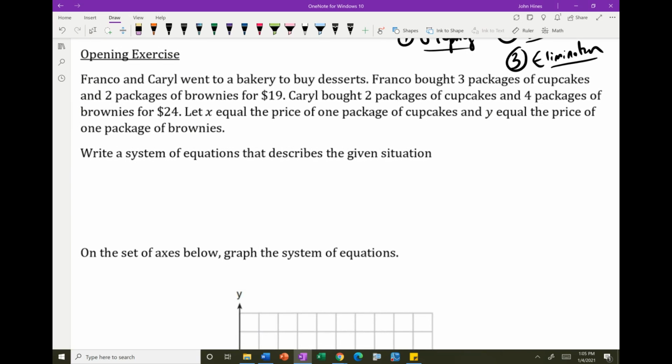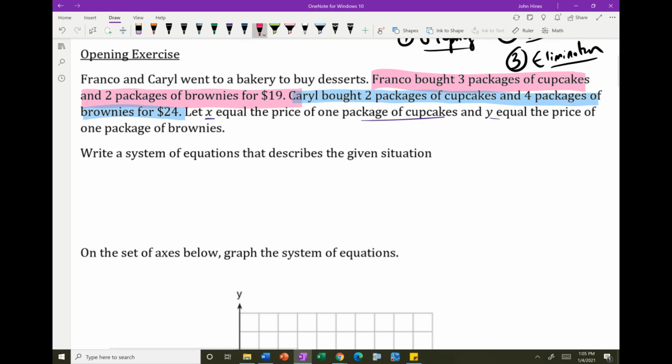So Franco and Carol, who spelt weird, went to a bakery to buy desserts. Franco bought 3 packages of cupcakes and 2 packages of brownies for $19. So I've got a Franco equation here. Carol bought 2 packages of cupcakes and 4 packages of brownies for $24. So X is the price of cupcakes and Y is the price of brownies.